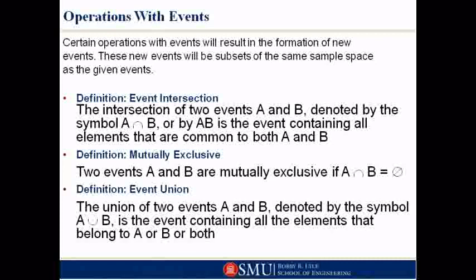Certain operations with events will result in the formation of new events. These new events will be subsets of the same sample space S as the given events. So we say event intersection. The intersection of two events A and B, denoted by A ∩ B, this inverted U you could say is the symbol for intersection, or just by putting the two, AB, next to each other, is the event containing all elements that are common to both A and B.